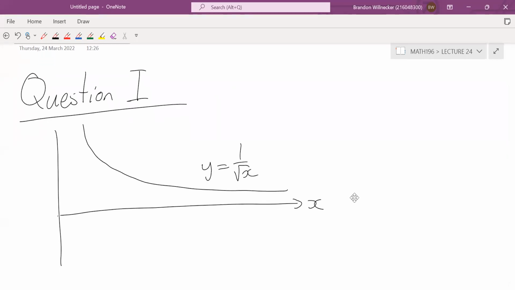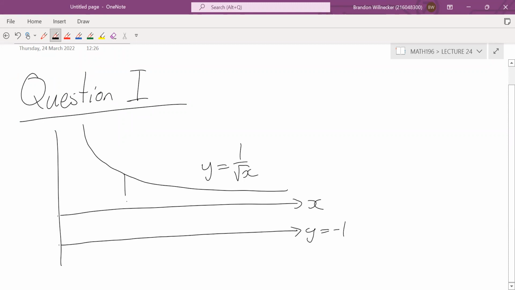But now we're not rotating it around the x-axis. We're rotating around y equals -1. So here's y equals -1. We had the same thing as before, x equals 1 to x equals 4. We have y equals 0 along there. So here is our region. That is the region enclosed by all three of these curves: y equals 1 over root x, x equals 1, x equals 4, and y equals 0. The intersection of all of these gives us this region here.